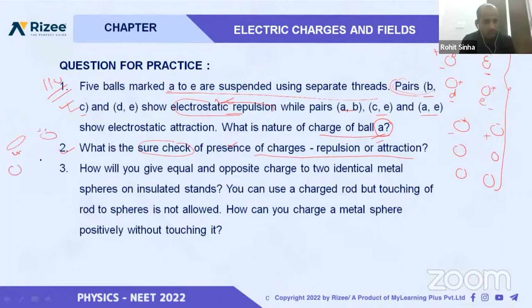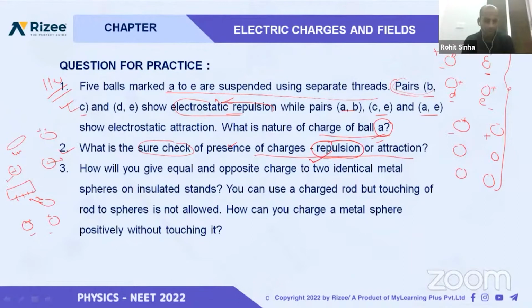But between two objects having charges, only then can they repel each other. We have seen earlier also that example of comb and piece of paper. I have shown you that uncharged paper gets attracted to the comb, but repulsion is only possible if both of the objects have charges, maybe same positive or negative, both of them are having. So we say that surest check is repulsion. Answer will be repulsion. Okay.